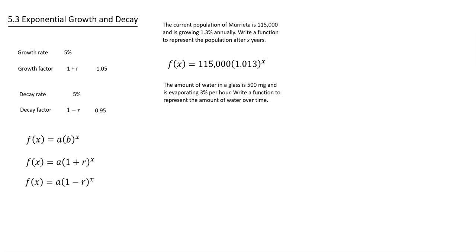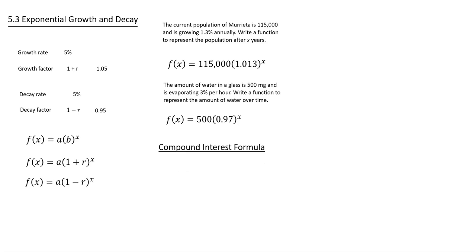Here's another problem. The amount of water in a glass is 500 milligrams and is evaporating 3% per hour. Write a function to represent the amount of water over time. Well, if it's evaporating, it's losing water, so that's decay. So we have 1 minus the rate of decay. 1 minus 0.03 is 0.97, and our initial amount is 500. So our function is f of x equals 500 times 0.97 to the x power.